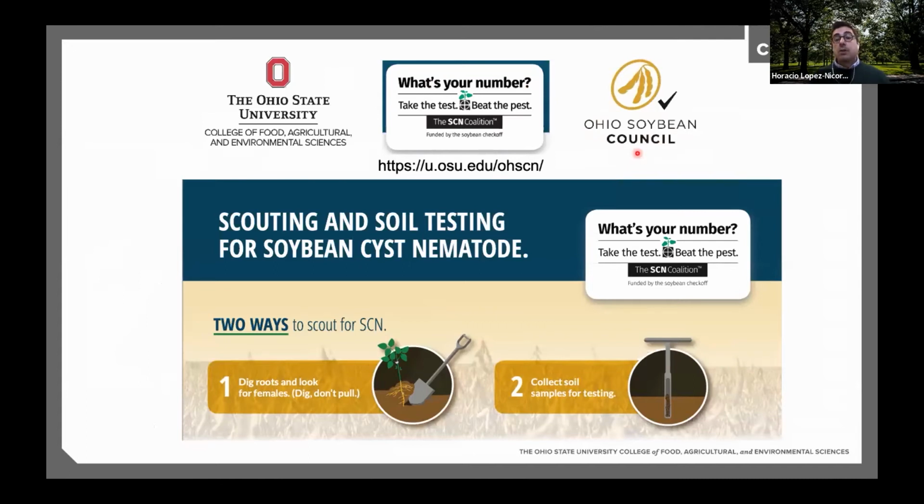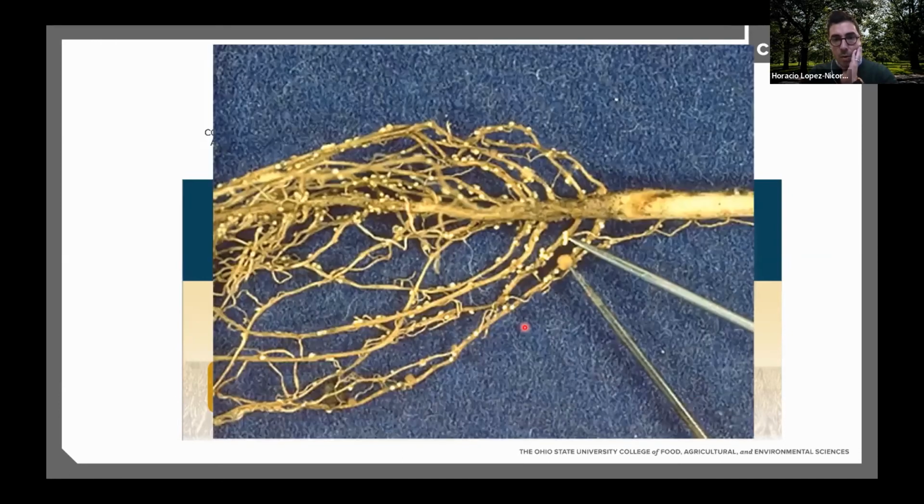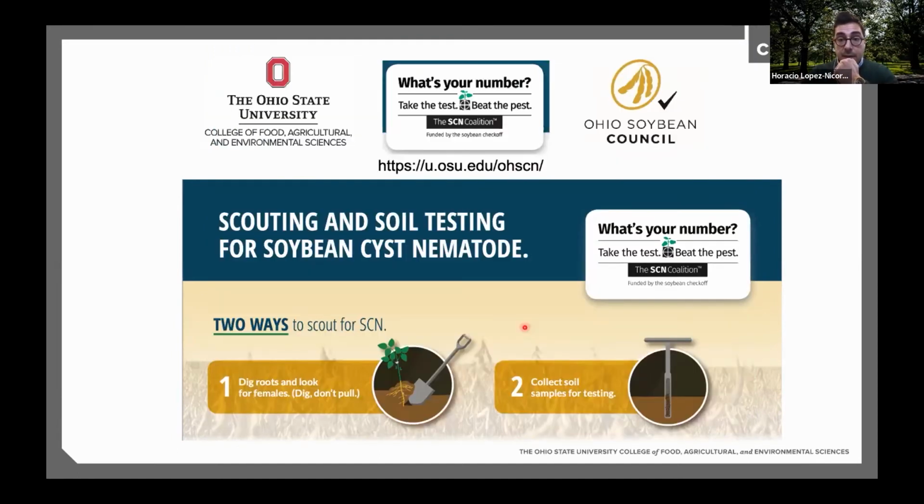This year, we will continue doing this test. We will continue receiving soil samples from growers, and we will process them for SCN. So if you're wondering if you have soybean cyst nematode in your field, there are two important ways that you can answer that question. Go dig up a root and see if you actually find the nematode.